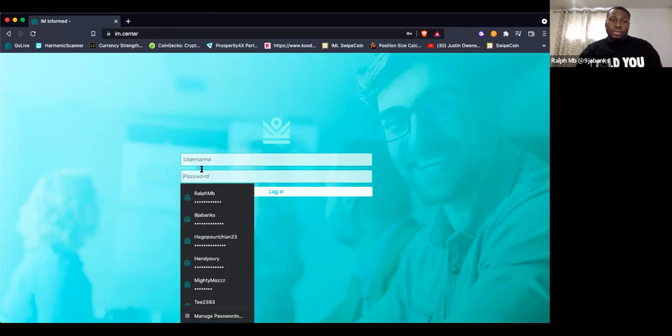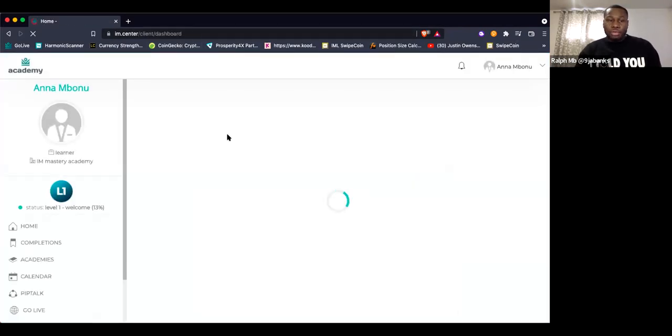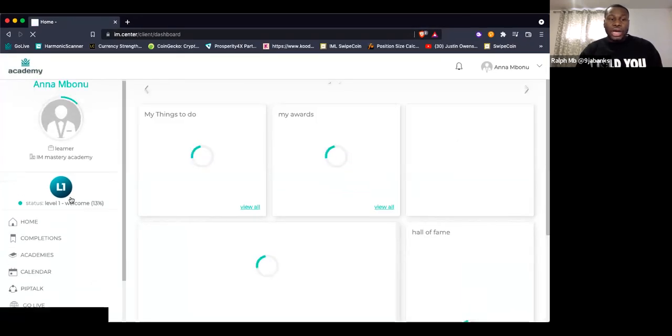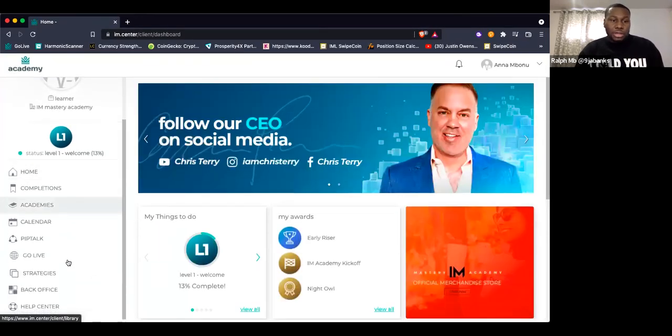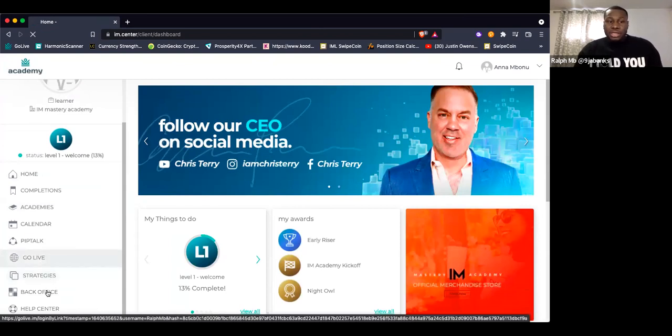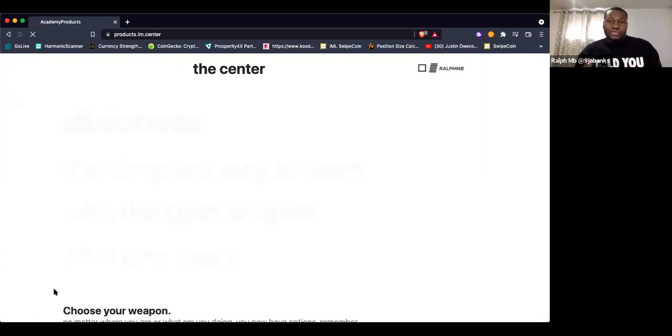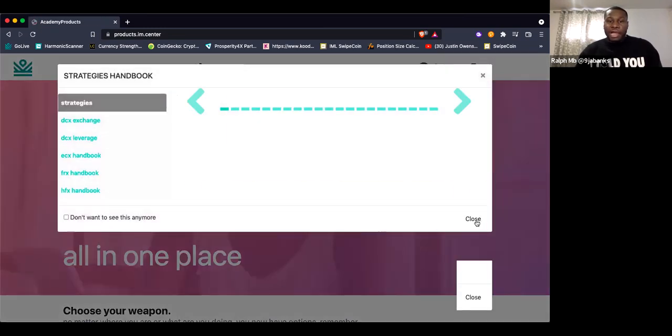For those who are brand new, you want to log in with your username and password and find the tool, the SwipeCoin Scalper. I already have everything bookmarked, but I'm logging in so I can walk you through how to get access to it. Go to the strategy section on the left-hand side, which brings you directly to all the different strategies within the platform.